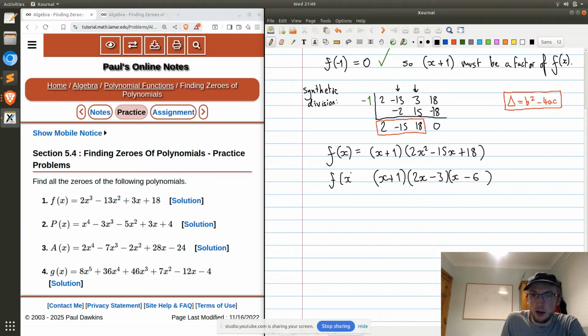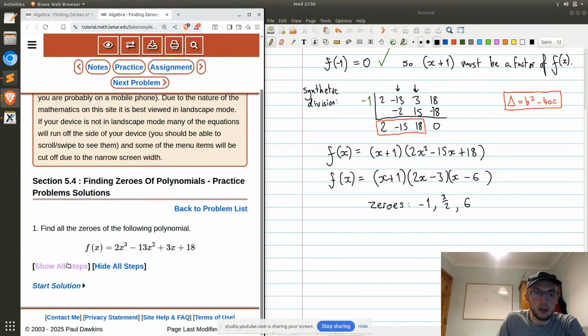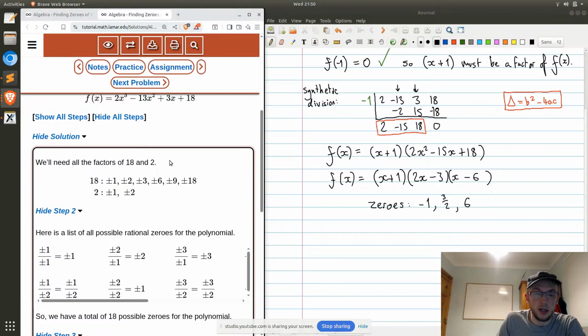And now that we've factorized f of x, we can say what the zeros are. The zeros are negative 1 from the first bracket, 3/2 from the second bracket, and 6 from the third bracket. And we must check our answer and make sure that it's correct.